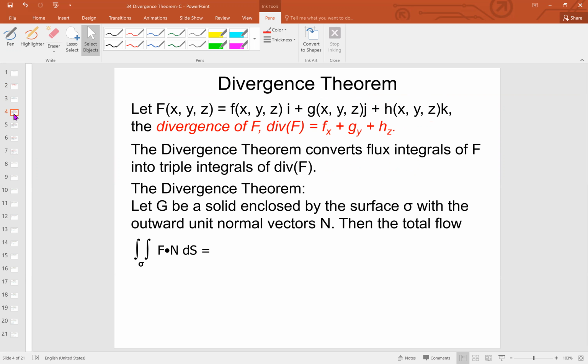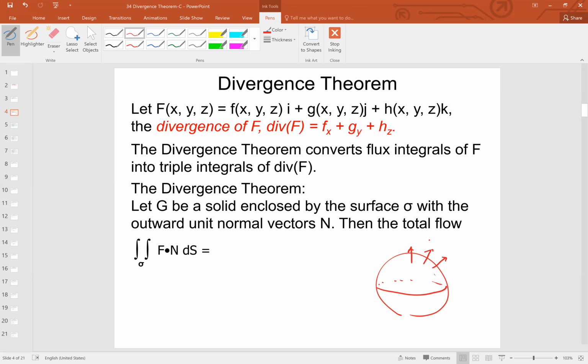Suppose we have a solid, and the solid, of course, is enclosed by a surface, and we're going to define the outward normal. We're going to call that normal vector N. The thing to keep in mind, maybe easiest, is just take a ball and think of the surface, where we have this outward normal vector N defined at each location.